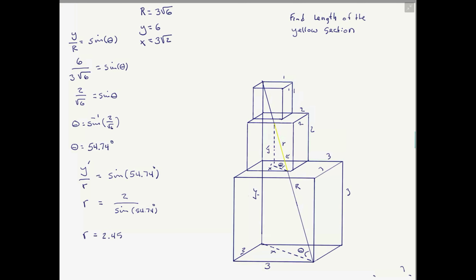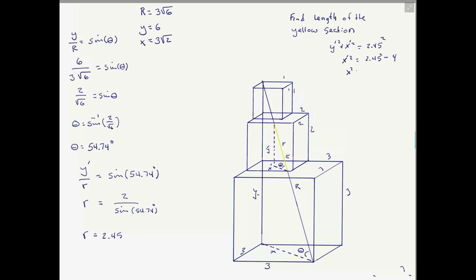And that means that r is equal to, let's take a look at this, sine of 54.74 times 2. So we have 2.45. R equals 2.45. And we can say that this is x prime. So we can find x prime, and we've got y prime. Let's work over here where we have a little more room.